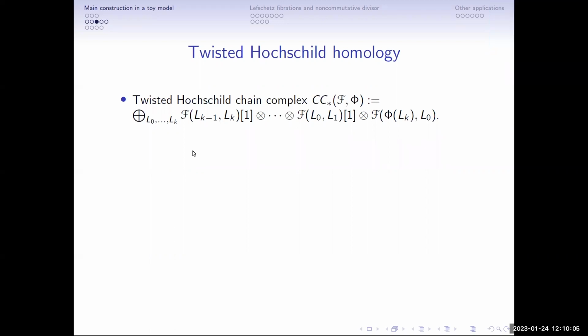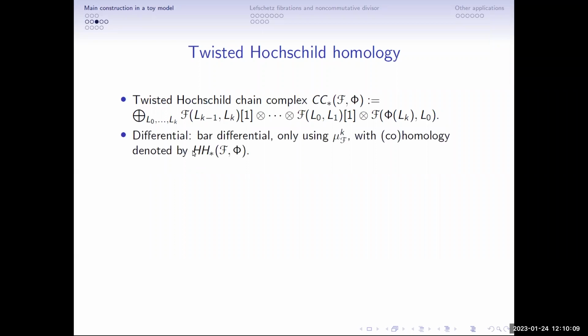So that's the chain complex. And now we need to define differentials on this chain complex. It's more or less the same as the differential on the non-twisted version of Hochschild homology. We just take the bar differential there. And one interesting feature of that is that because of our assumption that our automorphism phi is actually strict, we only need to use structural coefficients of the infinity category to define differentials.